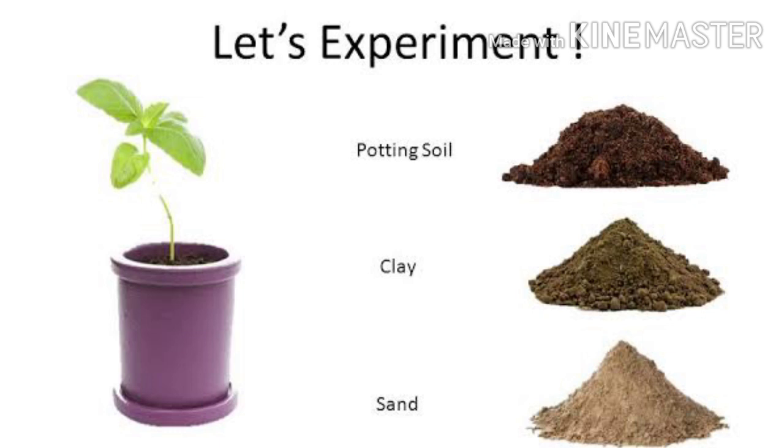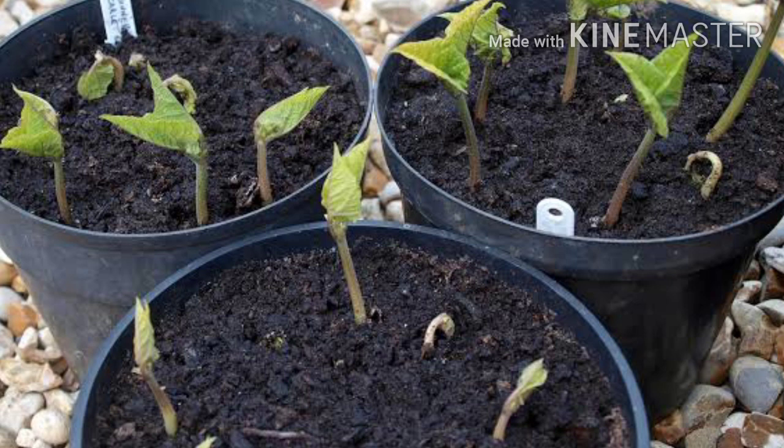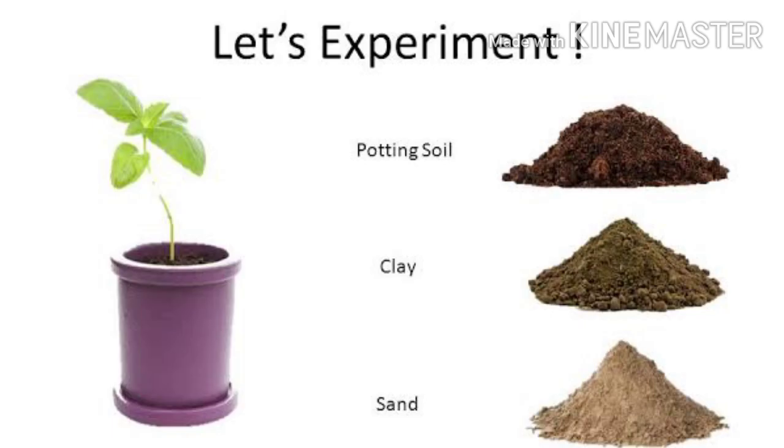Then draw conclusions. Was his hypothesis correct? No, his hypothesis is not correct. Why? He thought that potting soil is best for the beans to sprout fast. But the seeds sprouted equally well in potting soil and sandy soil, and they didn't sprout at all in the clay soil. Then he came to know that potting soil and sandy soil are best for the sprouting of beans.